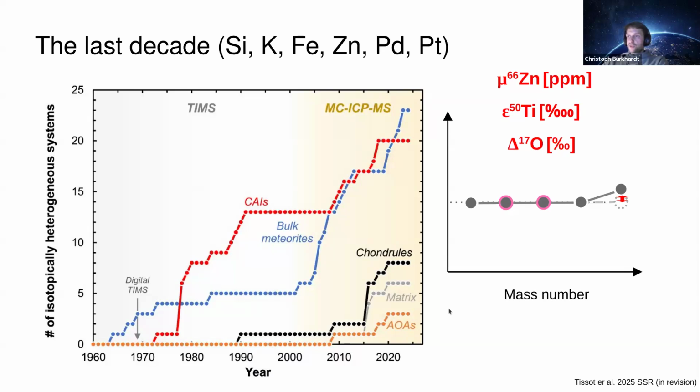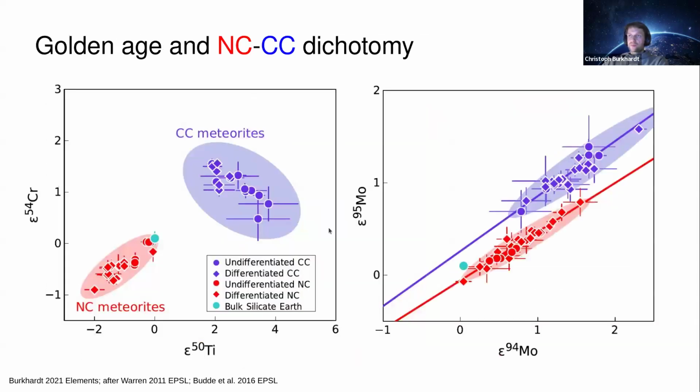Okay, but if we go back to these golden years, probably the most significant discovery that was made in the last 20 years is this isotopic dichotomy between NC and CC bodies. What you see here is a plot that you will see several times in the next half hour or so. It shows anomalies in chromium-54 versus anomalies in titanium-50.